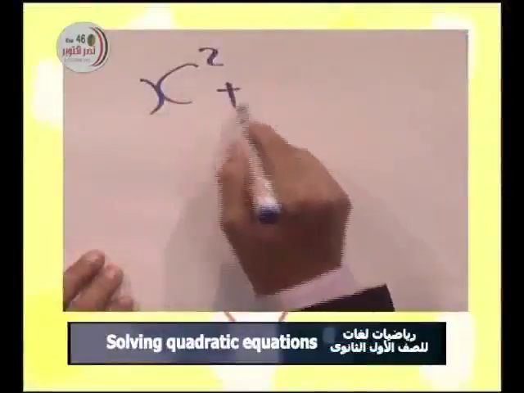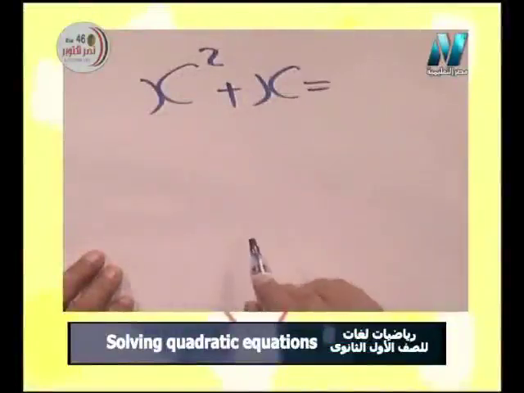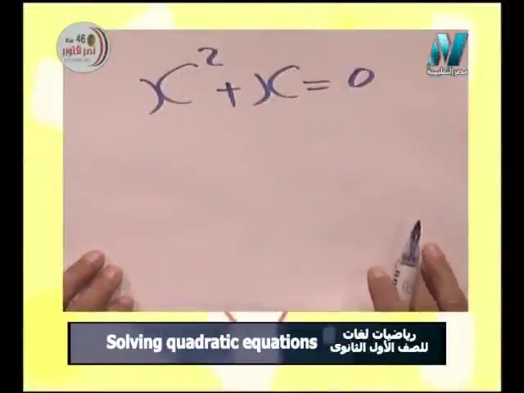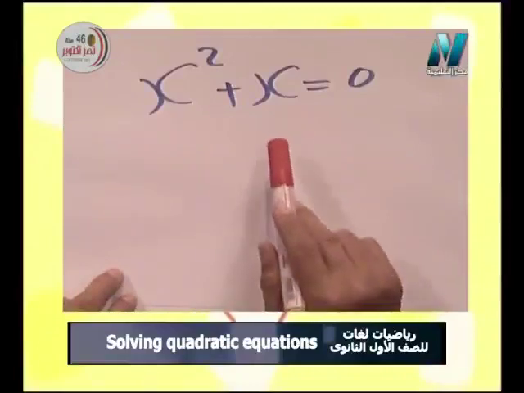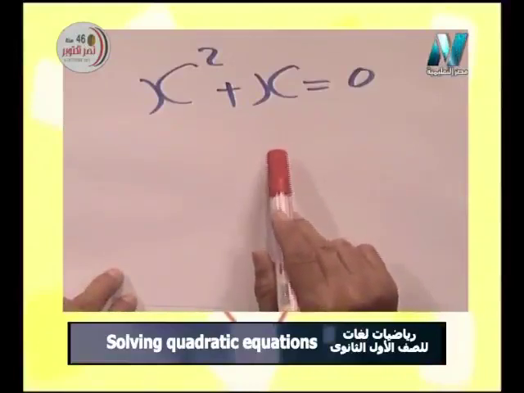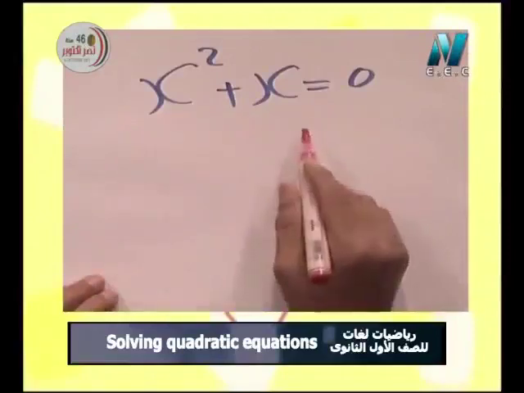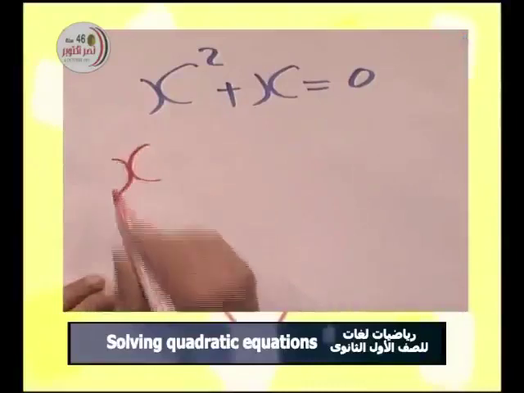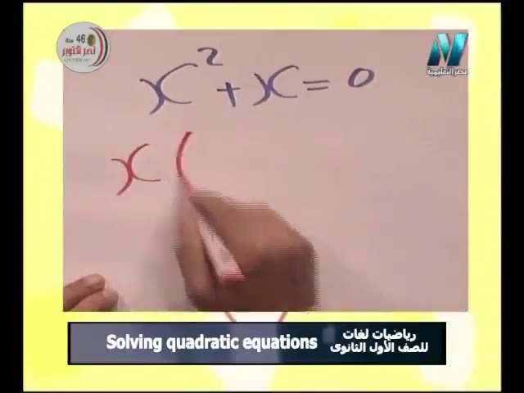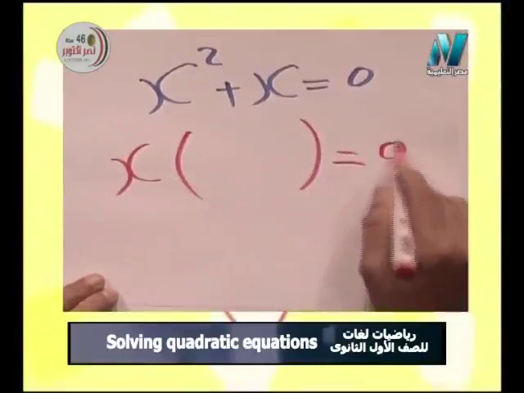Okay, we have also another equation. If we have x power 2 plus x equals 0, we can factorize. So the first method to solve a quadratic equation is by factorizing. We can factorize it. Yes, I am hearing you, you are excellent students. We have x as a common factor and put it equal to 0.